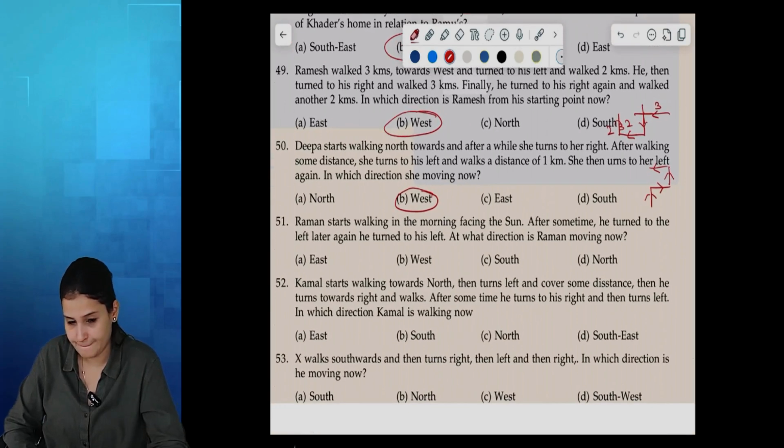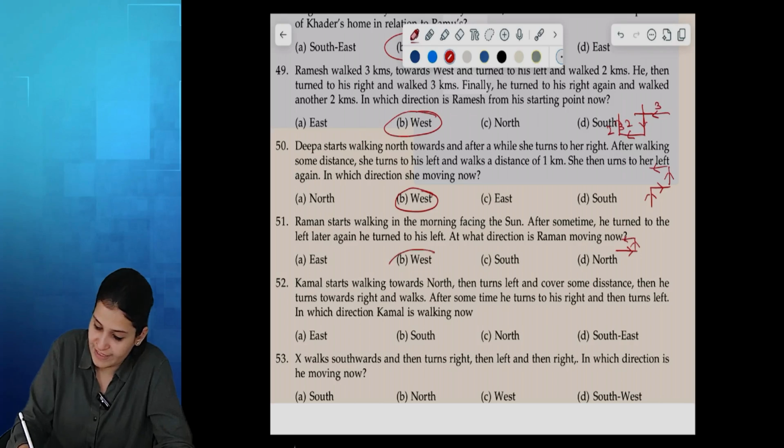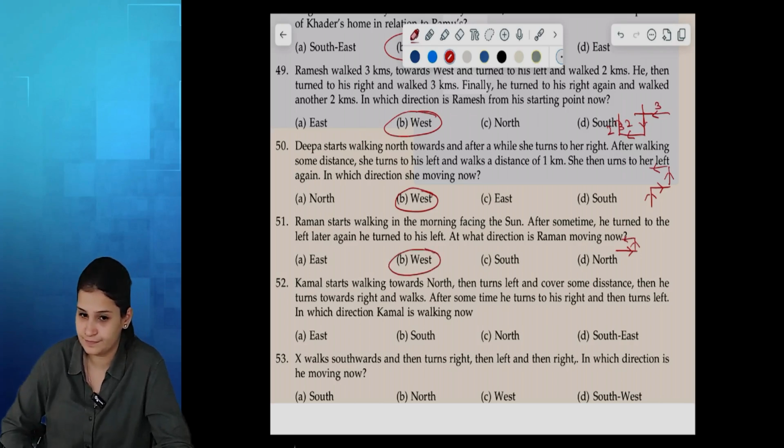51. West. Raman starts walking facing the sun's east side, turns to the left. Again he turned to the left. Which direction is he now moving? West side? Clear? Yes, ma'am.